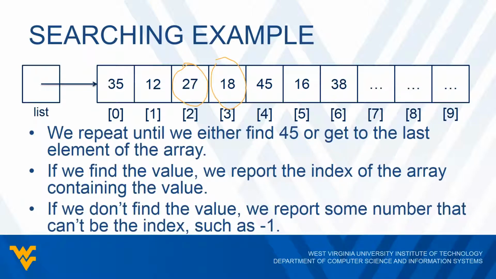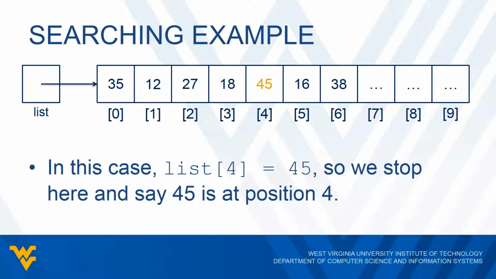Now, if we don't find the value, then we need to give some indication that it's not there. So normally we would return some value that we know cannot be an index. -1 is a really good example because we've already said that you can't have a negative value be the index of an array. So most people will associate -1 as indicating that the value hasn't been found. In this particular example, list 4 is 45. So what would happen is when we get to this iteration in our search, we'll stop here. We say that we find 45, and we'll return the position as being 4.